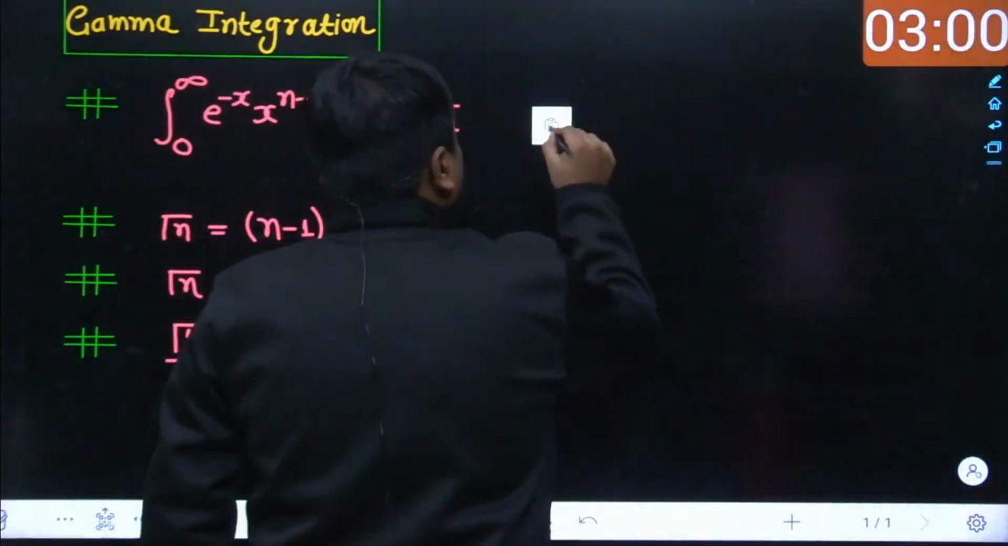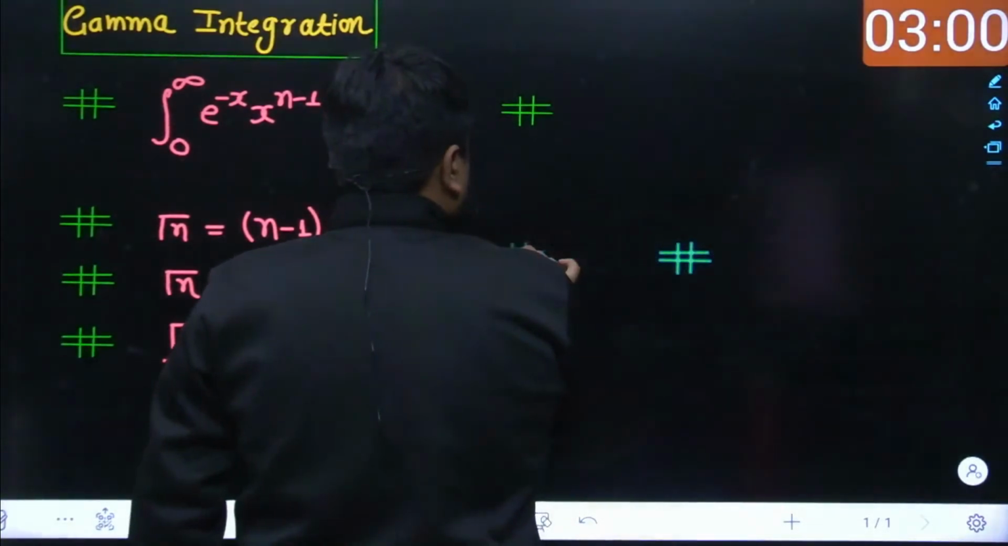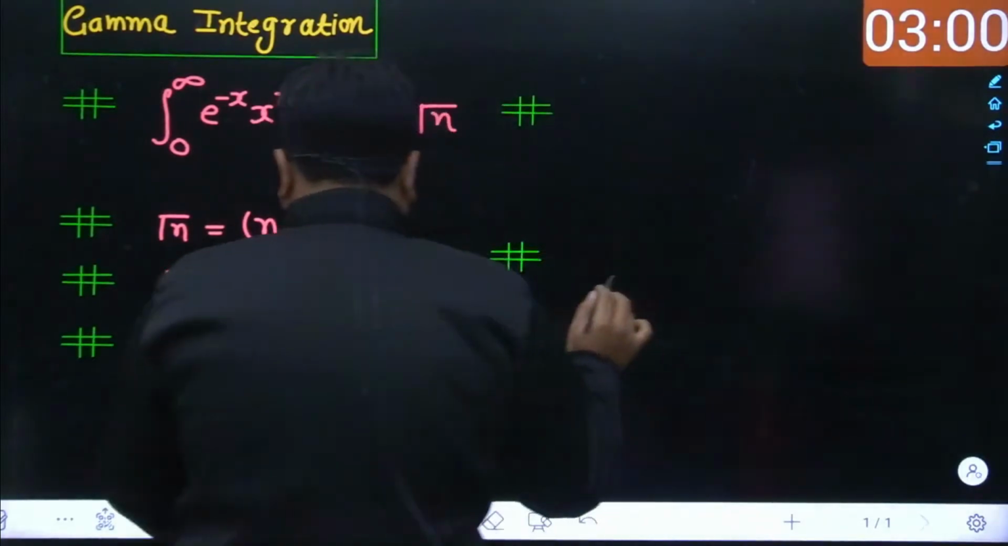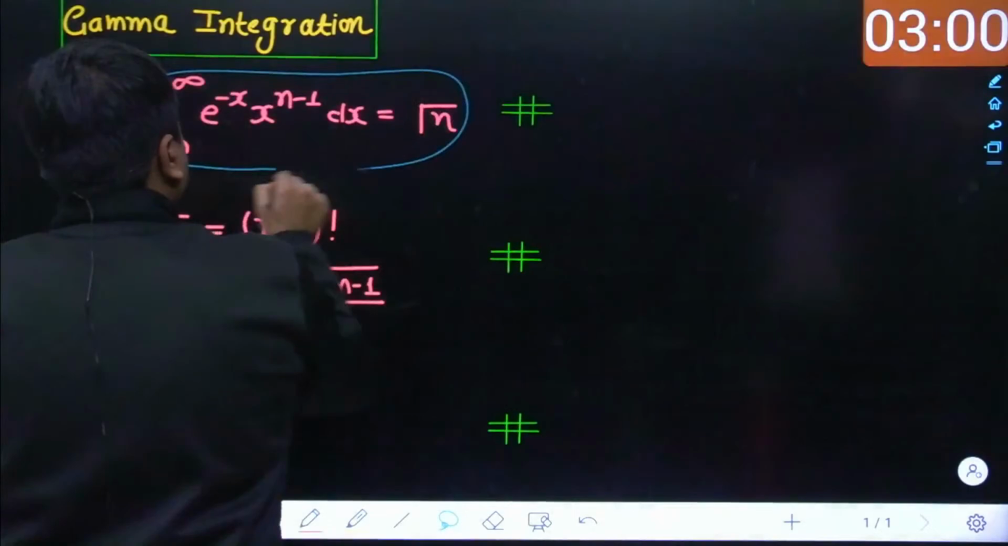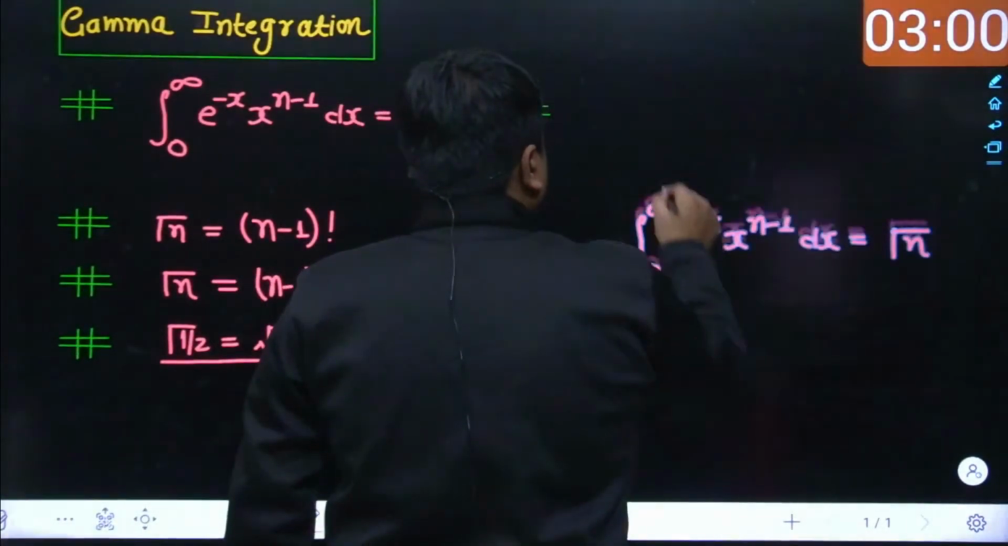Let's take 2 or 3 different kinds of problems. Let's take the 3 different kinds of problems I had been taking over here. I had been performing the integration of e to the power of minus x, x to the power of n minus 1, and I need to get its value.